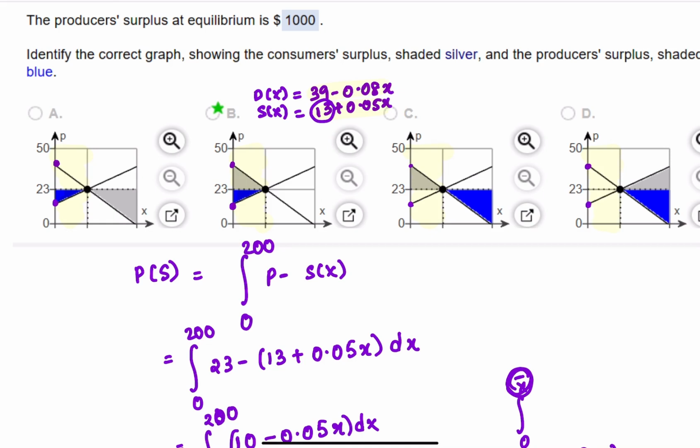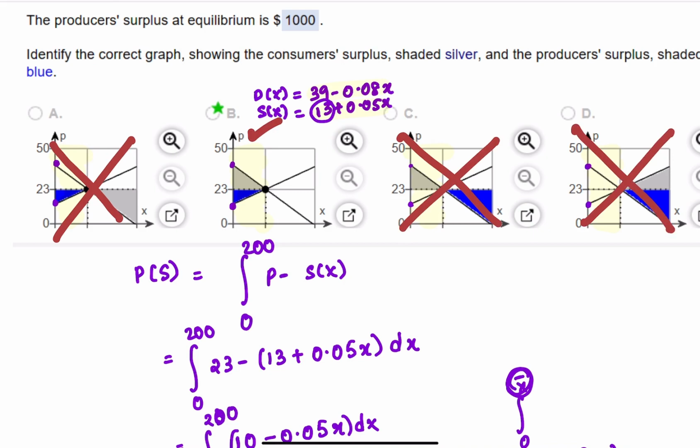Both the graphs have to be in the shaded area. So the first one, both the graphs are not. The second one, yes. The third one, both the graphs are not. The fourth one, none of them is here. So the only graph that works for you is this. So that's another way to look at it.